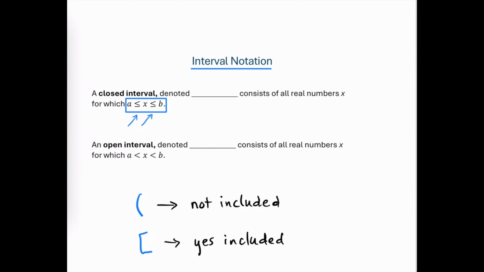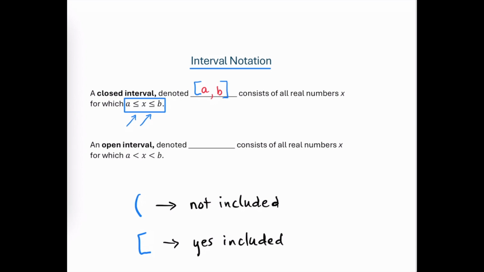A closed interval is one where both endpoints are included. And so if we were to express this in interval notation, we'd open an interval using a bracket because the value a that begins the interval is included, and then we use a comma and then write the value that ends the interval, also being wrapped up with a bracket because, again, that value is included in the interval. X can be equal to b and it can be equal to a, and this is why we use the brackets.